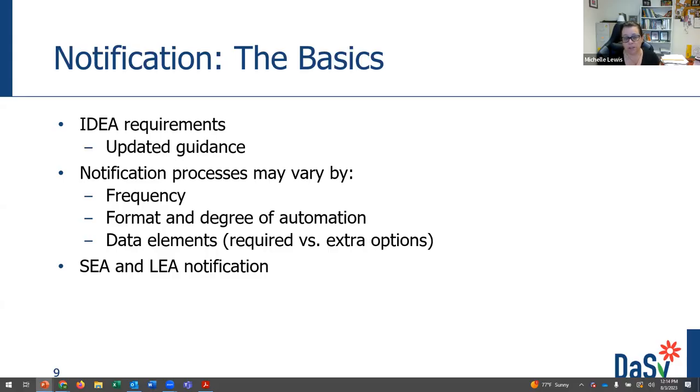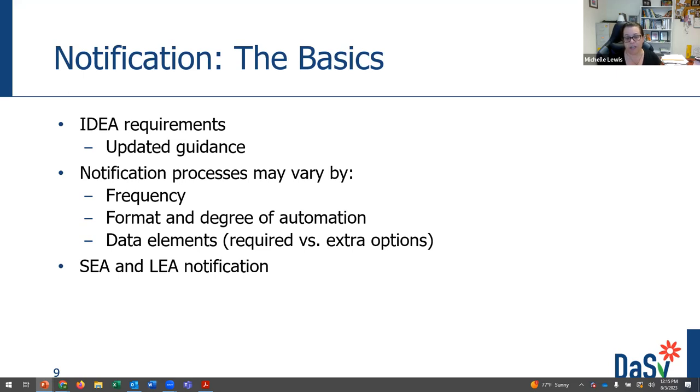So when we look at notification, the basics for the IDEA requirements, OSEP issued a response to NICS on March 17th, 2023. Many of you may have seen this memo, and it really outlined in a question and answer format some very specific guidance, reiterating guidance that has been given in the past. And what that guidance went on to say is that the Part C lead agency must provide the SEA and the LEA notification of toddlers who are potentially eligible for Part B services.